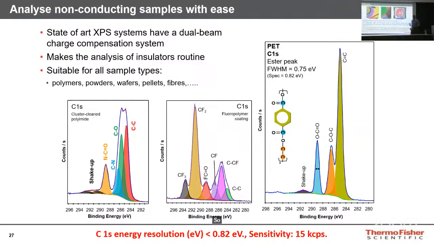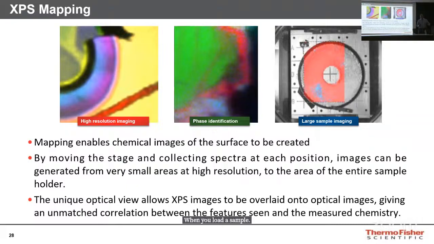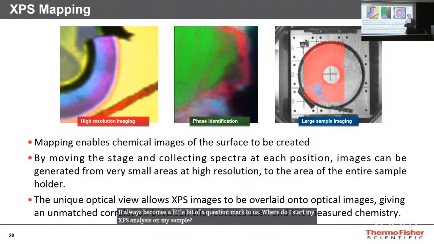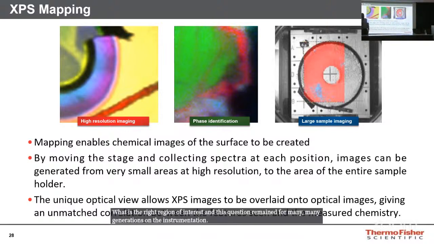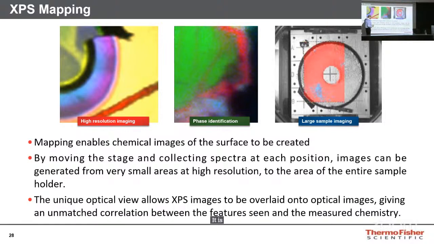So moving on, I'm coming to the last part of my talk. When you load a sample, particularly knowing that XPS is a very surface sensitive technique, it always becomes a bit of a question mark to us: where do I start my XPS analysis on my sample? Because when you take 2 mm or even powder samples, it's always tough to decide what is my right region of interest. And this question remained for many, many generations of instrumentation. But recently, thanks to the advancements in camera technologies, it is possible to do an XPS mapping of your sample.